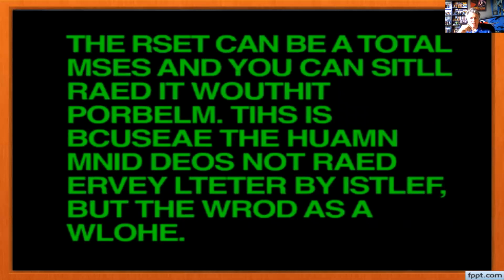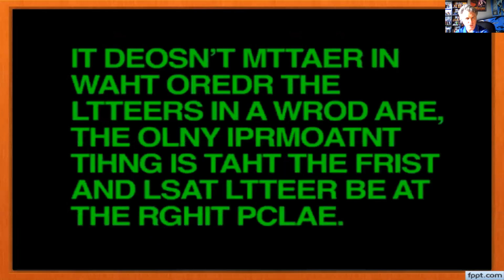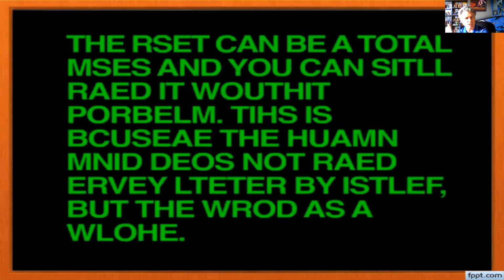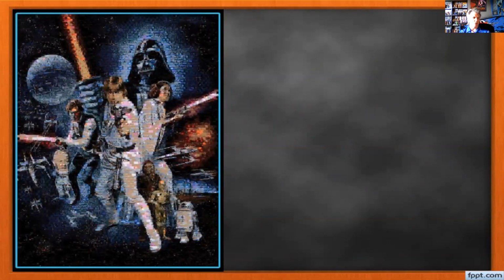The rest can be a total mess, and you can still read it without problems. This is because the human mind does not read every letter by itself, but the word as a whole. When I take a look at words, let's go back to here again. When I take a look at the word information, I'm not breaking it down by letter. I'm not going, I'm in something, in for, is there a tree? Am I in for a tree? Inform, okay, now I'm informing. No, it's information. It's all those letters combined because in my lifetime, I've read the word 1,000 times. Even if the A and the M are mixed up, it's still going to be information because it is close enough. We take in things as a whole, very iconic.